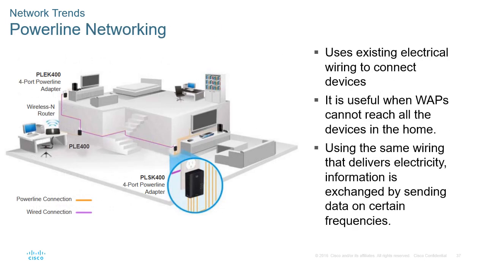Another trend that we have is power line networking, which makes use of existing electrical wiring to connect devices. Very useful when wireless access points cannot reach all the devices in the home. Now, instead of having, for example, additional Ethernet cables or additional access points installed, we can use the existing electrical wiring in our homes to exchange information. It is made possible by sending data at certain frequencies.